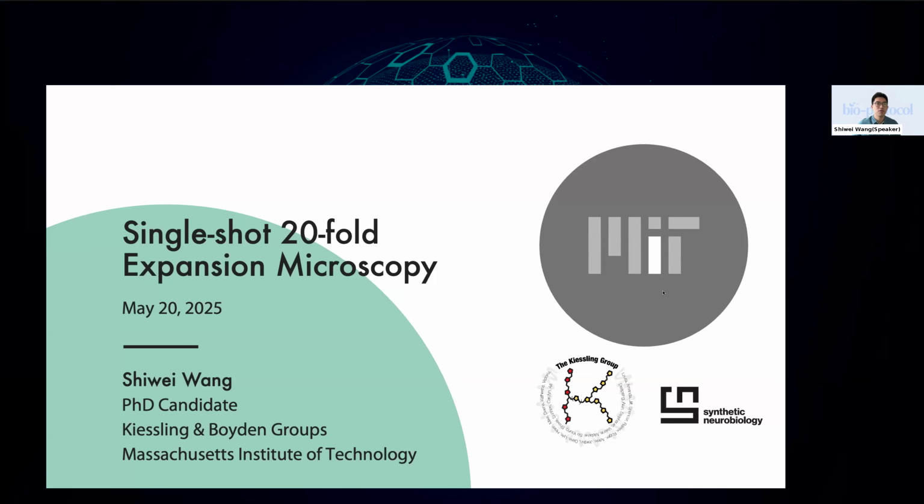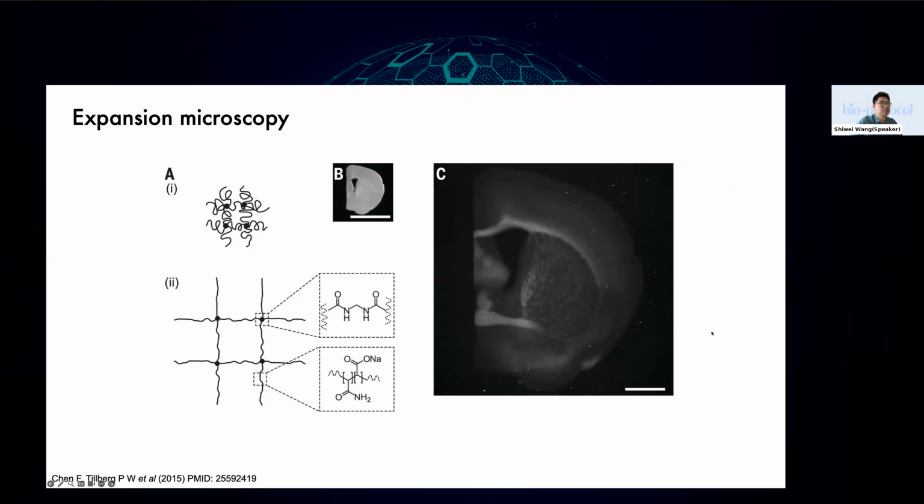I want to start with an overview of expansion microscopy. It's a technology first developed by Fei Chen and Paul Tillberg in the Boyden Lab in 2015. The idea is you can embed a biological sample within a hydrogel that's swellable. So when the hydrogel physically expands, the biological sample will also magnify physically with it, also bringing all the molecules apart from each other. So now it's easier to distinguish them using conventional microscopes like a spinning disk confocal microscope.